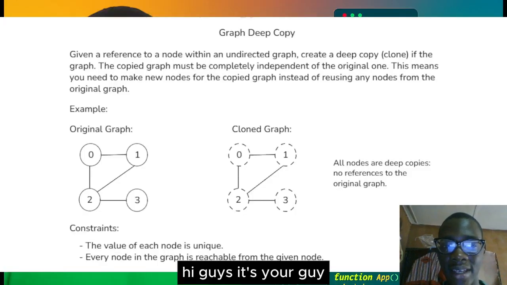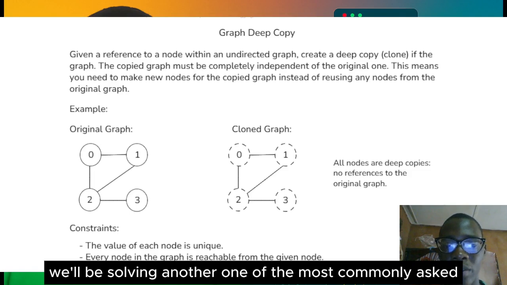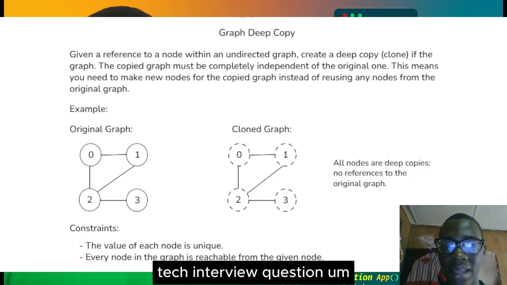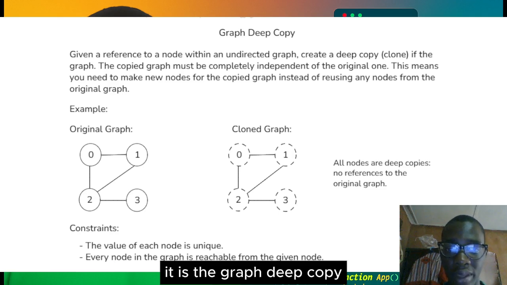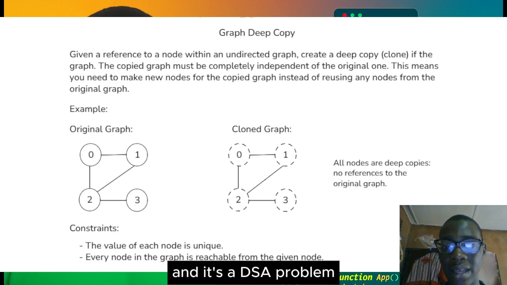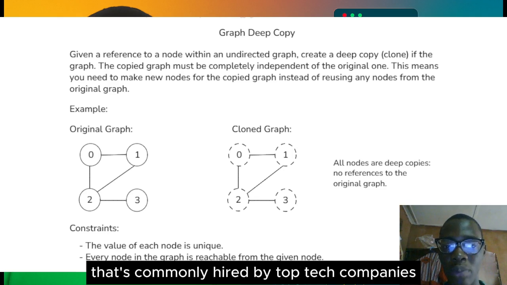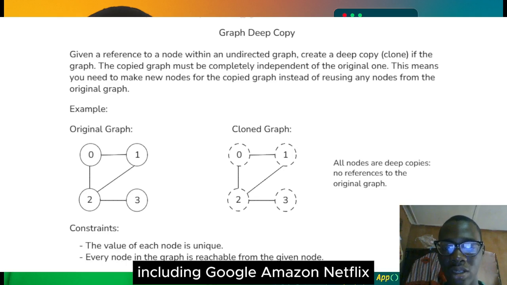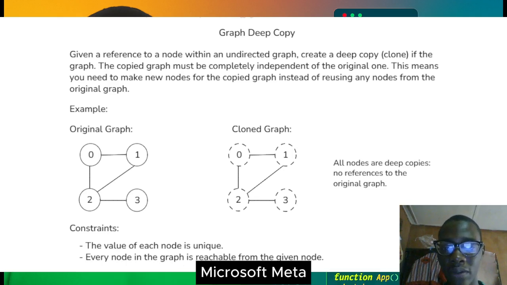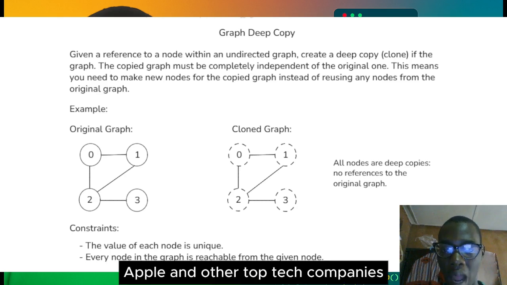Hi guys, it's Olumide, and today we'll be solving another one of the most commonly asked tech interview questions. It is the graph deep copy, and it's a DSA problem that's commonly asked by top tech companies including Google, Amazon, Netflix, Microsoft, Meta, Apple, and other top tech companies.